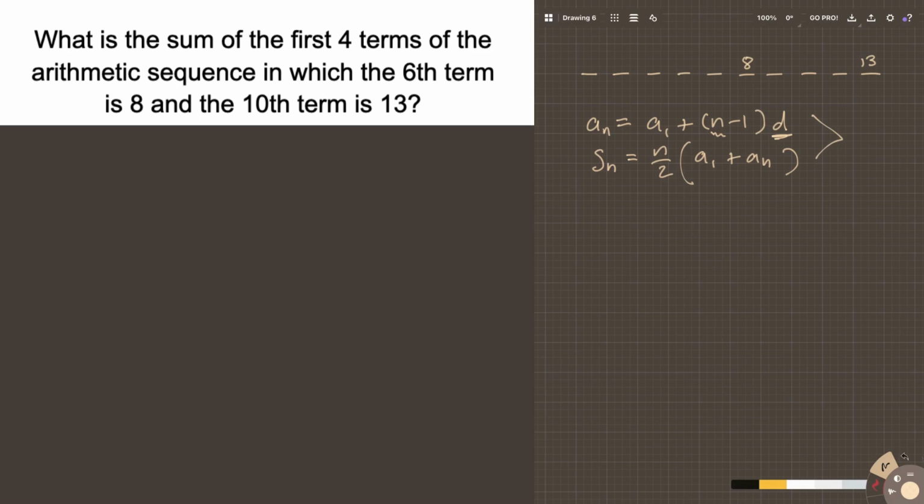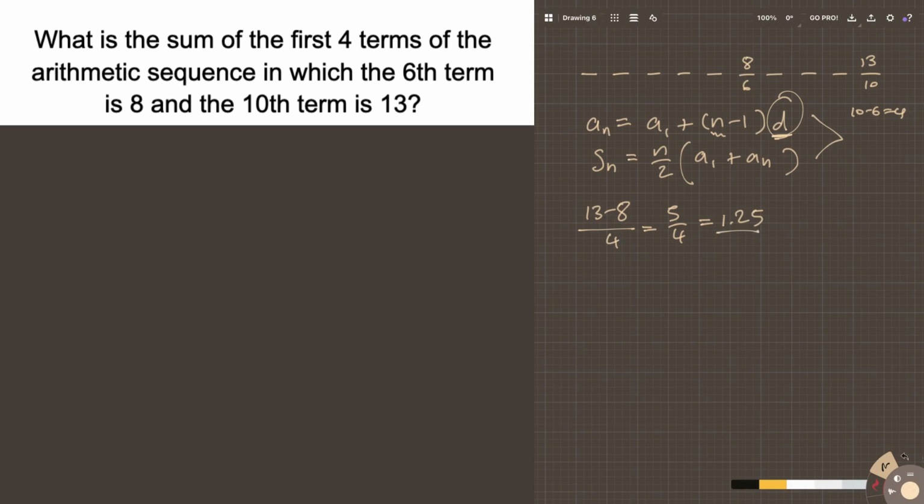So let's start by solving for d, the difference, or however much each term is getting incremented by. Well, we have our 6th term here and our 10th term here, and we know that the difference between them is 13 minus 8, and we also know that there are 4 terms between them, right? Because 10 minus 6 is equal to 4. So we'll divide 13 minus 8 by 4, which is equal to 5 over 4, which is equal to 1.25. So each term is being increased by an increment of 1.25.